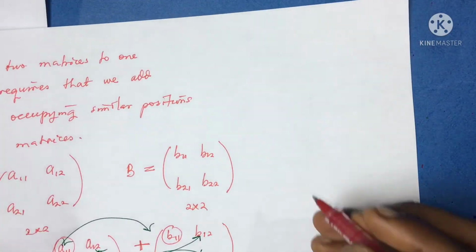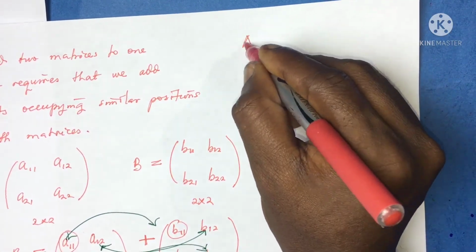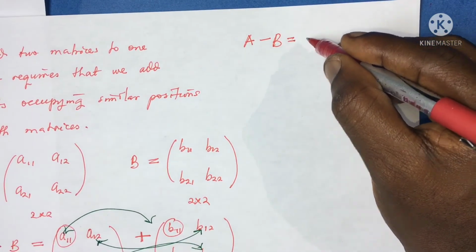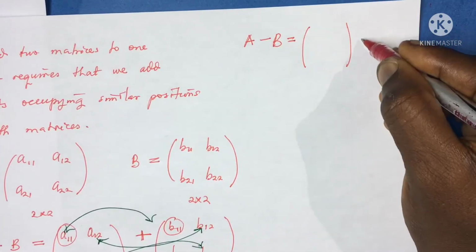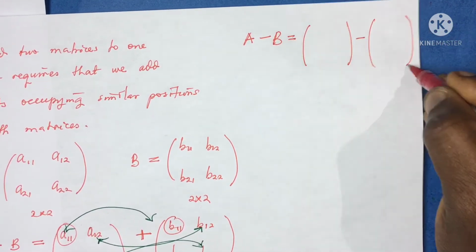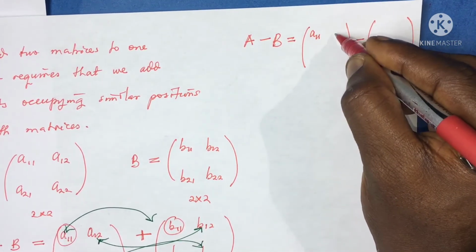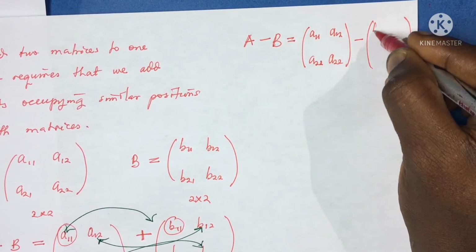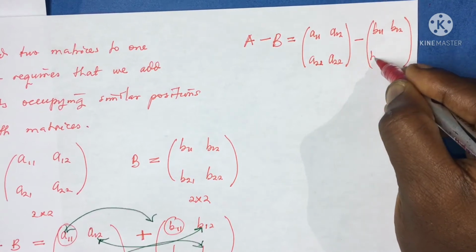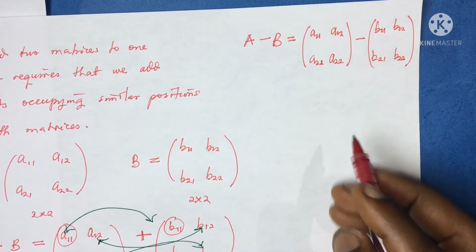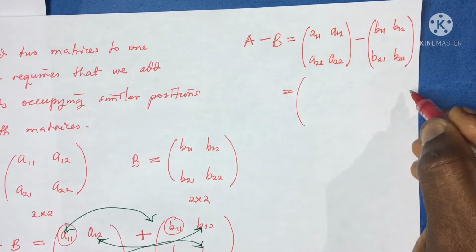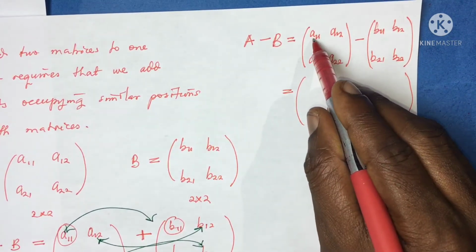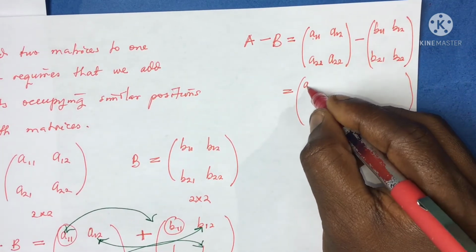Now let us go over to subtracting B from A. If I were to subtract B from A, then I would do the same thing. The rules remain the same. This is A11, A12, A21, A22. This is B11, B12, B21, B22. So all I have to do is to bring my result here. If I'm subtracting B from A, then A11 minus B11 would come in here.